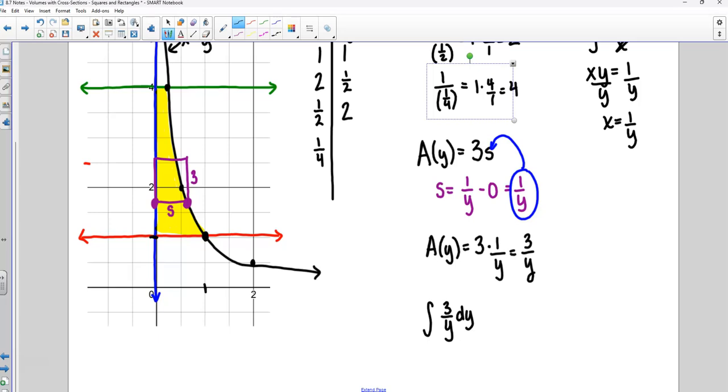What should my limits be? 1 and 4. Because if I have a dy right here, which axis do I look at? Y-axis. So lowest is here at 1, highest is here at 4. It is not 0 to 1, which is what a lot of people will do because you're thinking about the x-axis. We usually do a lot more problems with the x-axis than we do with the y. But we're doing y-axis, lowest is 1, highest is 4.